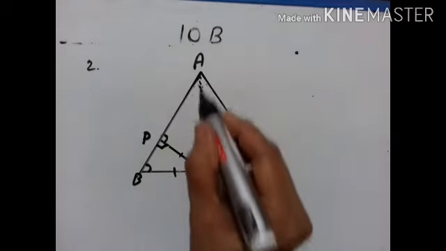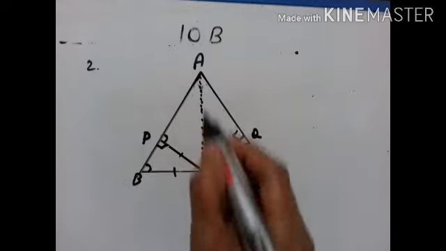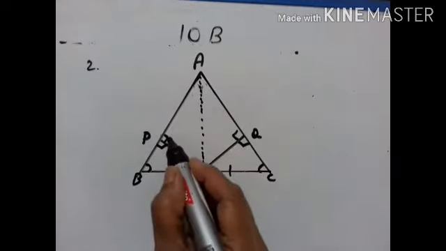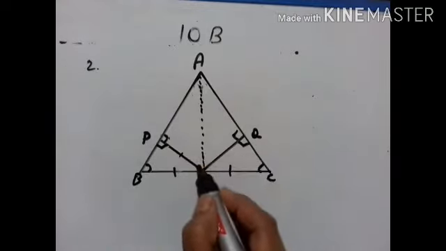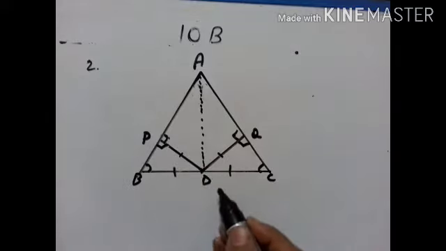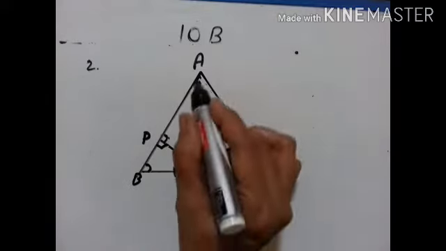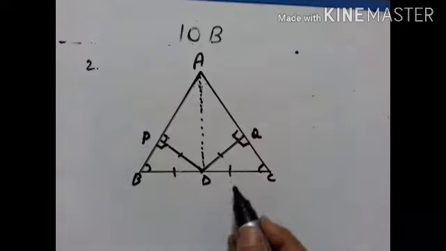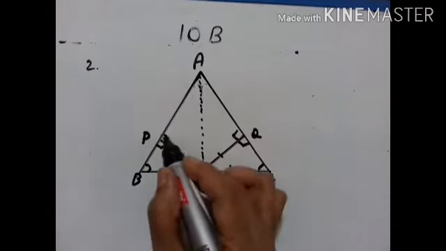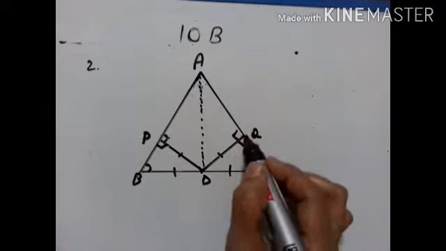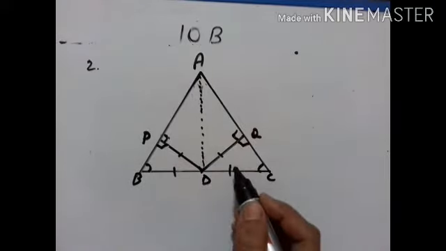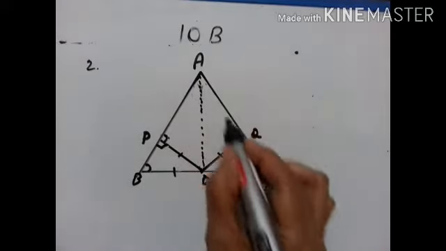Therefore triangle ADP is congruent to triangle ADQ, RHS postulate. Therefore AP is equal to AQ, CPCTC. And angle PAD is equal to angle QAD, CPCTC. That means AD bisects angle A.